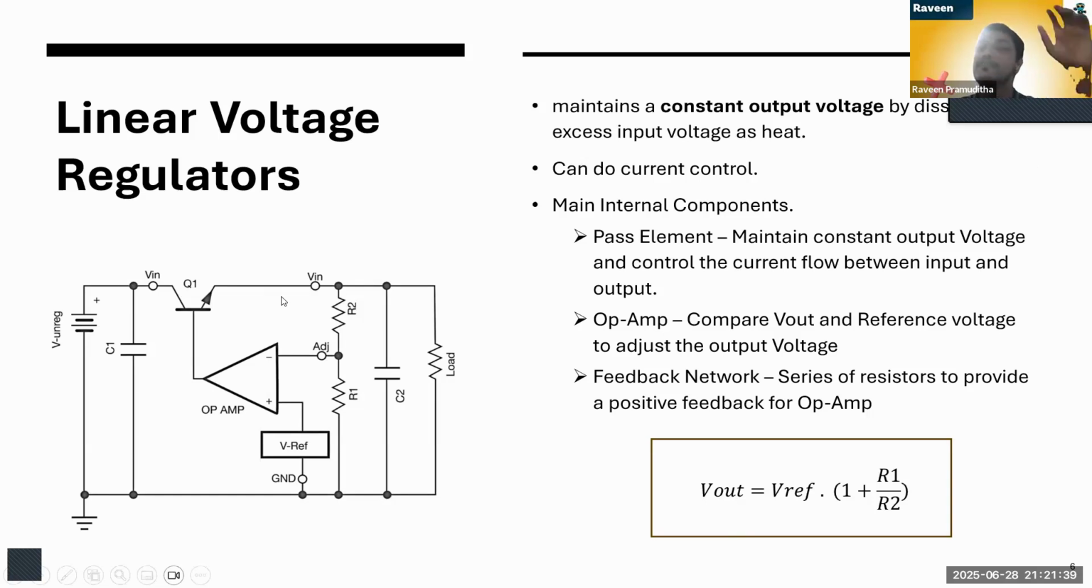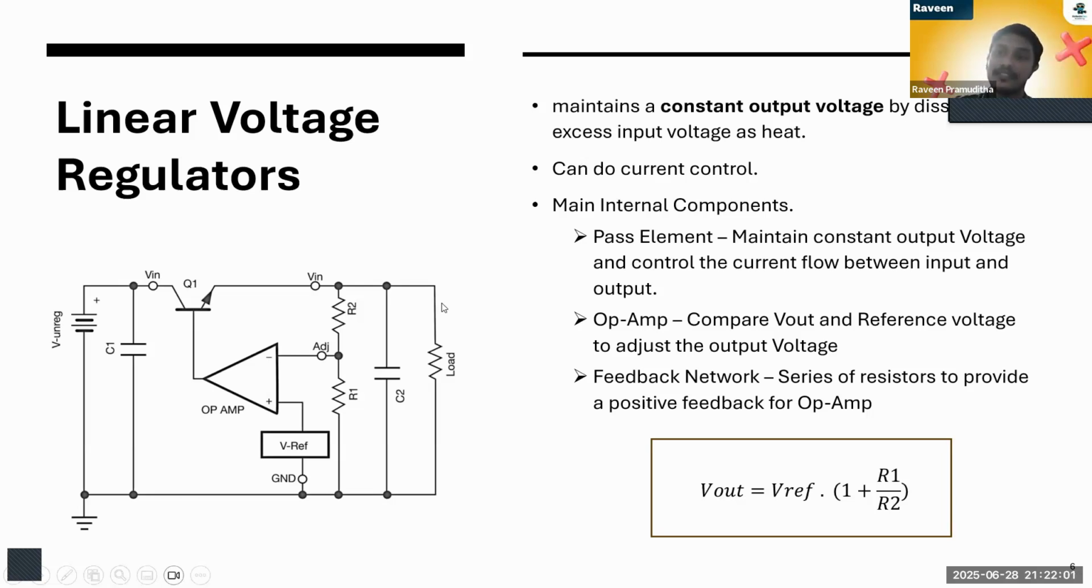Also there are some linear voltage regulators that have a separate adjust pin. Normal voltage regulators have 3 pins, but some regulators have 4 pins, like 1 pin for adjustable. So we can connect this kind of feedback circuit externally for those regulators.